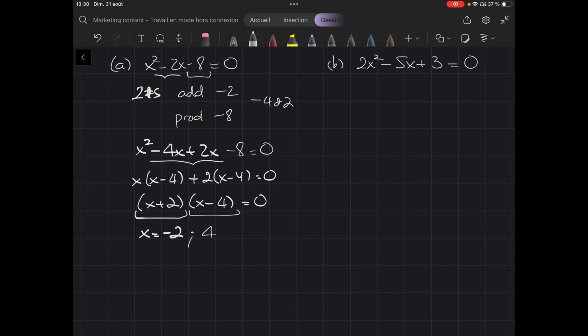Let's look at part B. We need to find two numbers that add up to -5 and have a product of 6. 6 is 2 times 3. The two numbers that we are looking for are -2 and -3. Therefore, we're going to split the -5 into -2 minus 3.